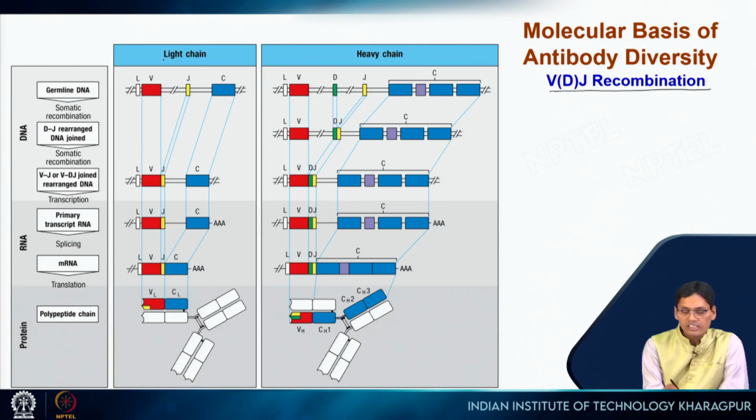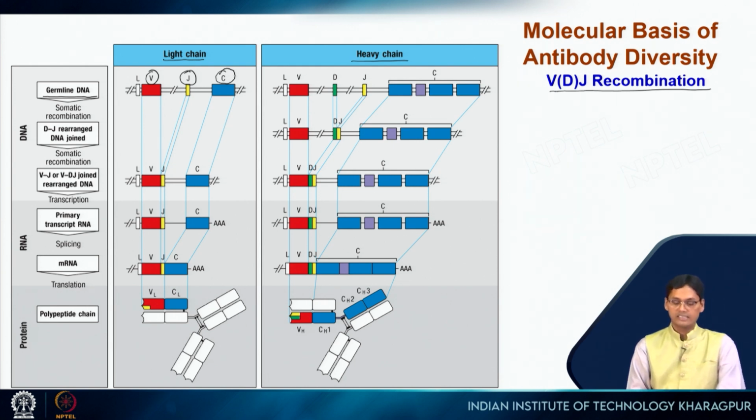So this is the light chain and this is the heavy chain of the antibody we are showing here. In the light chain, this is the DNA level we are showing, the germline DNA. This is the variable region segment, this is the joining region segment, and here is another one. This is the constant region of the light chain.